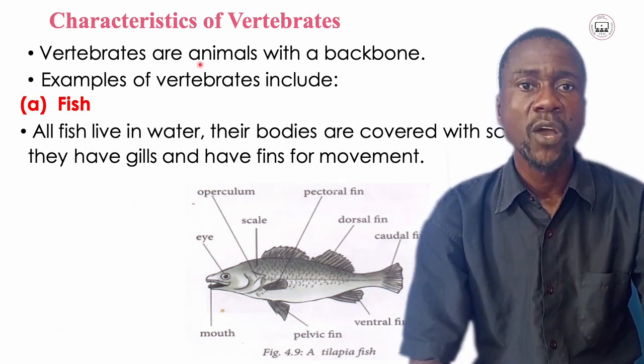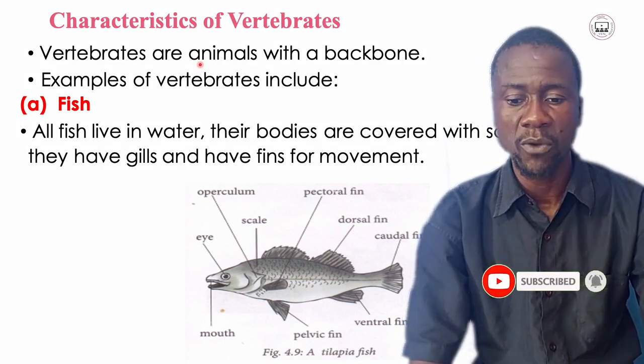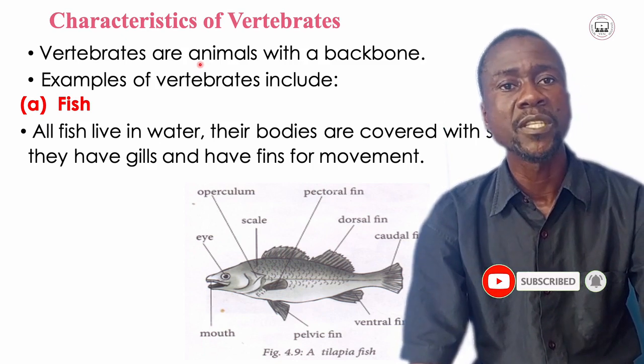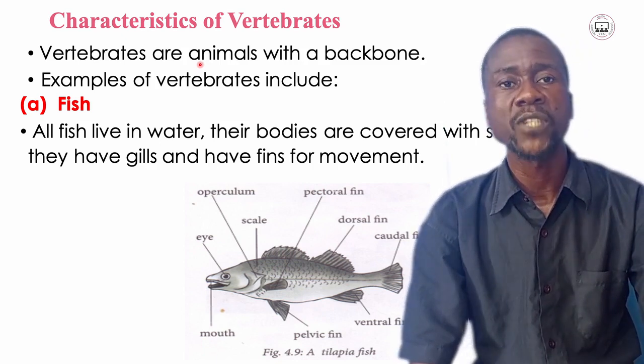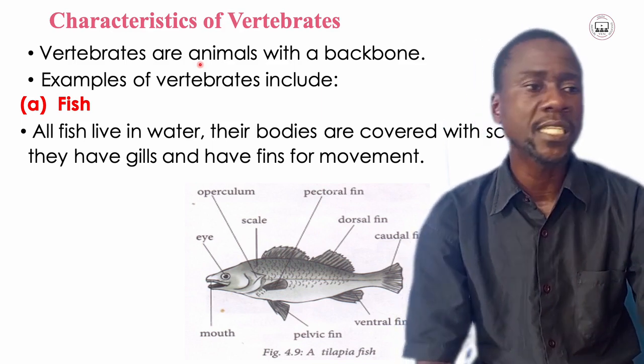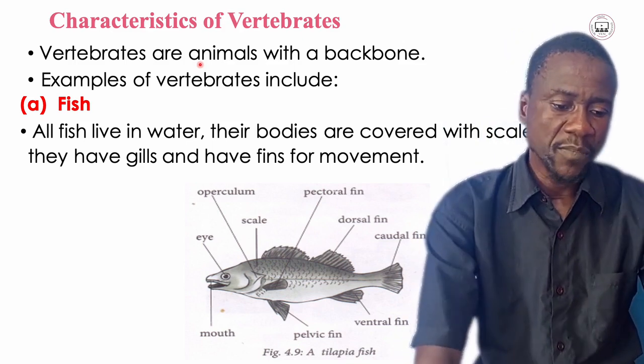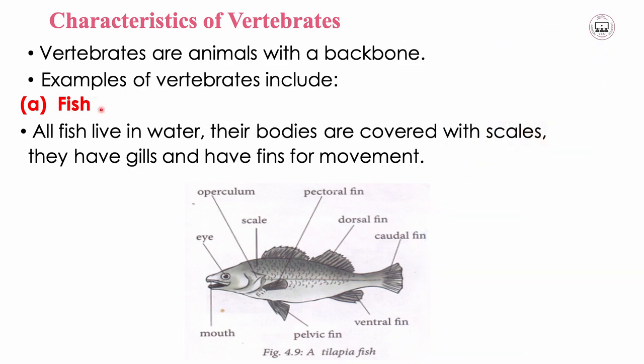And these groups, we have fish. When we discuss fish, we'll then discuss amphibians. And then we'll discuss reptiles, then we talk about birds, and birds will end up with mammals. All these are the 5 groups of vertebrates. Now, let us begin with fish.